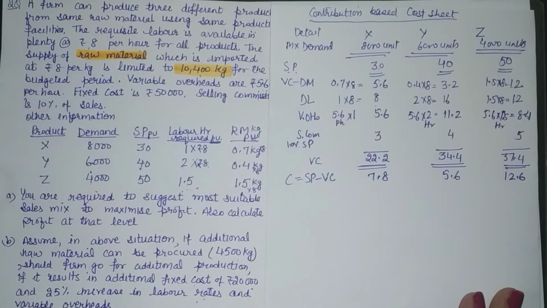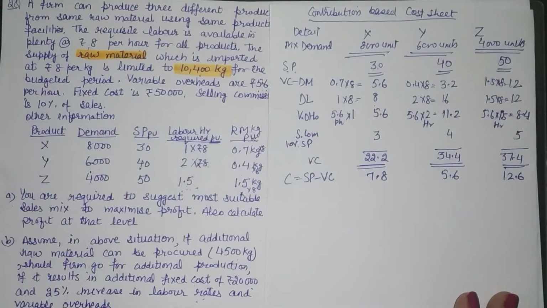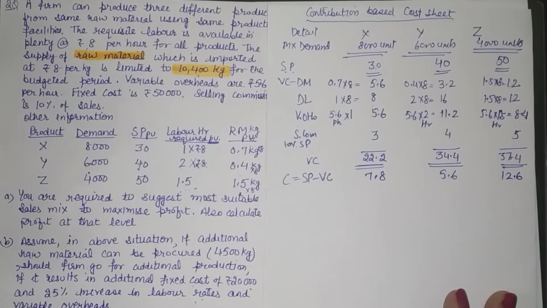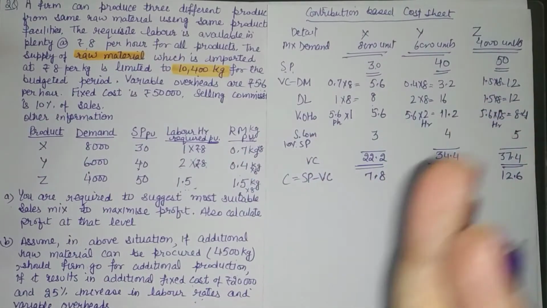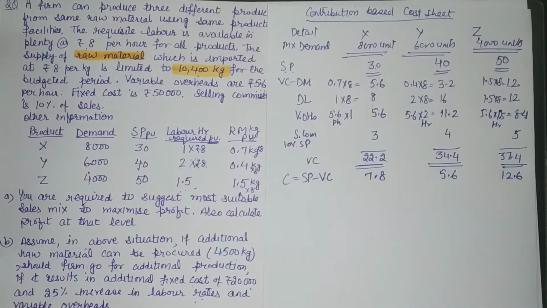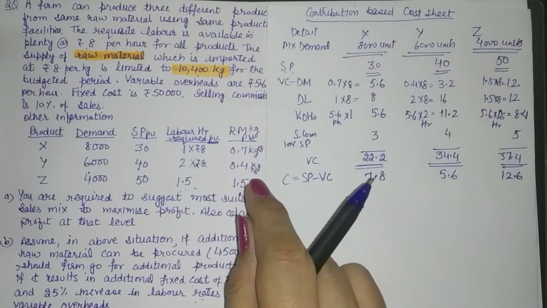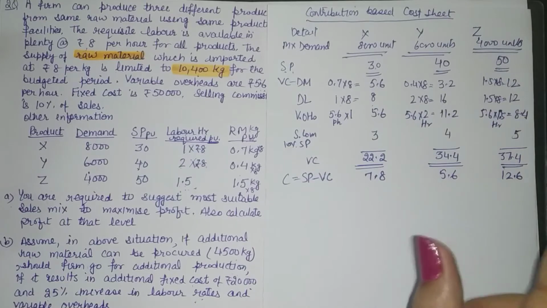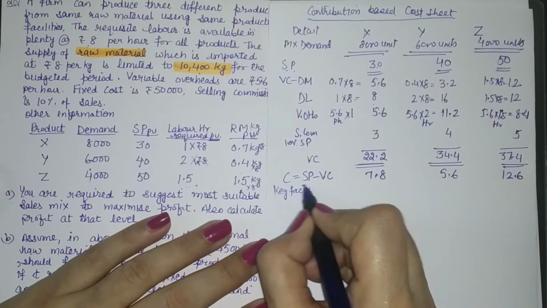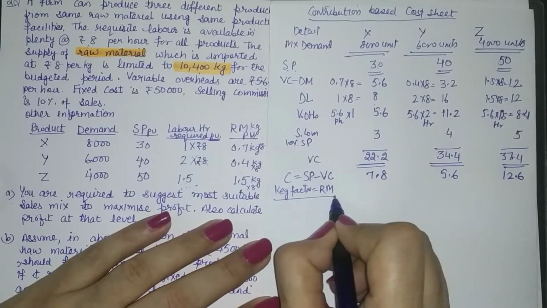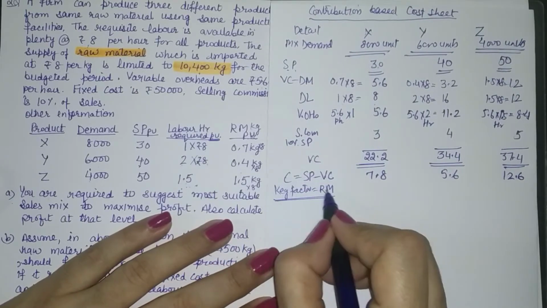Now in PV analysis or CVP analysis, we calculate PV ratio and we do the further work. We don't need to calculate that ratio right now because our key factor is not sales. Our key factor is raw material. So we have to calculate contribution per kilogram of raw material used. So we will analyze contribution on the basis of raw material.